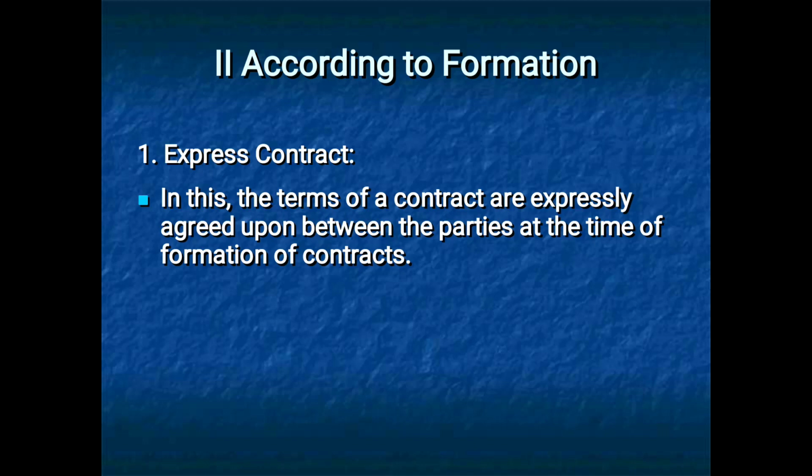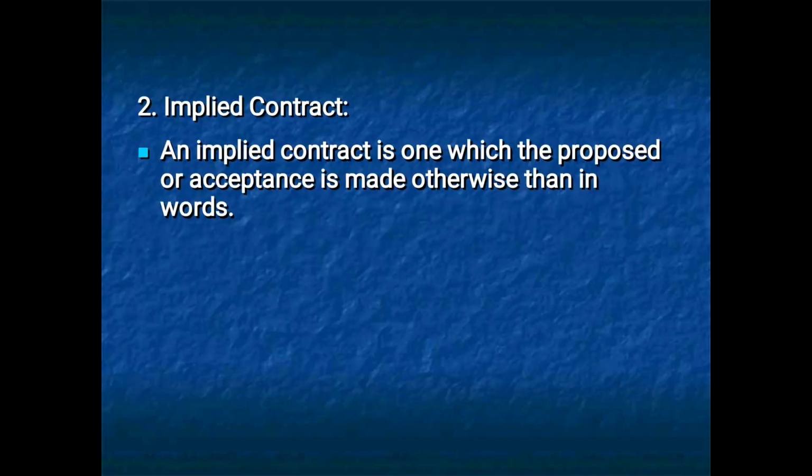Here, there is an express offer and express acceptance. Both the parties show their willingness expressly. So, such types of contracts are called express contracts. Next thing is implied contract. A contract which is not expressed by words is called an implied contract. So, it is just the opposite of the express contract. The terms and conditions of a contract are just mutually understood by both the parties without stating them.